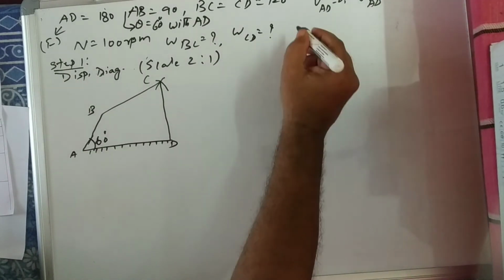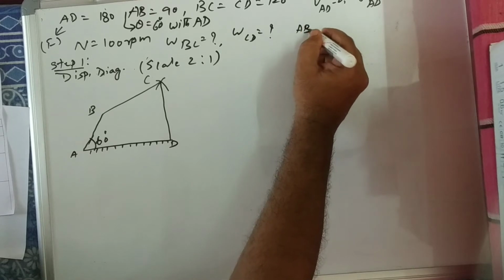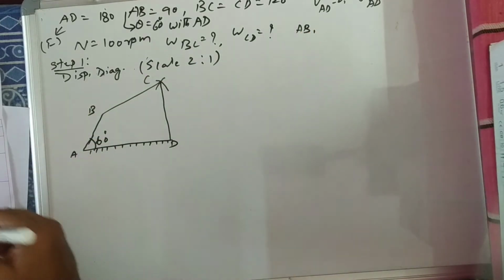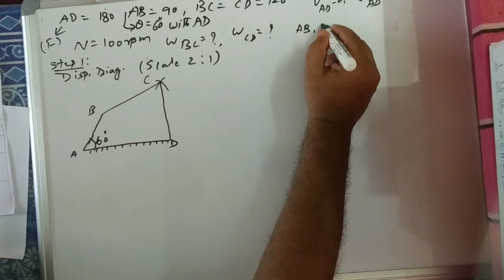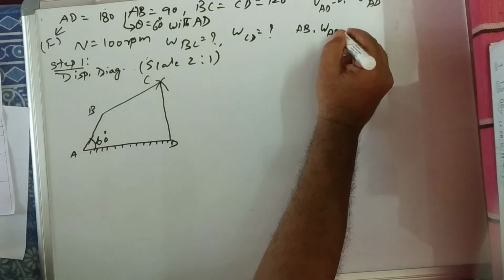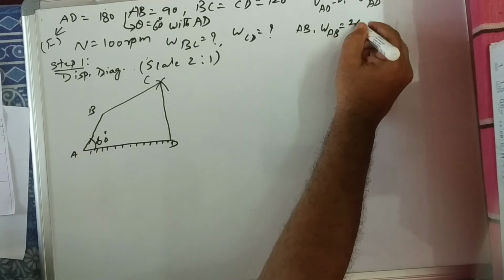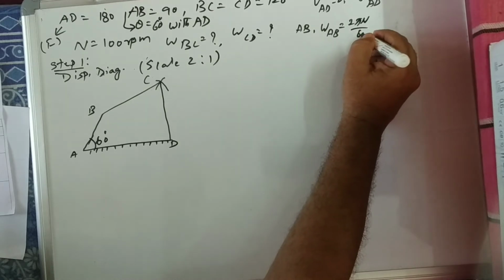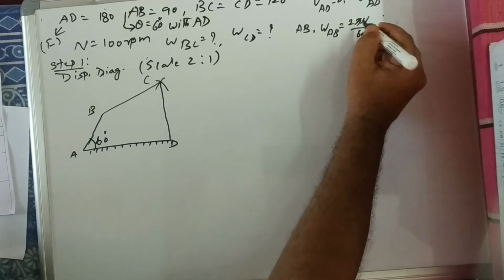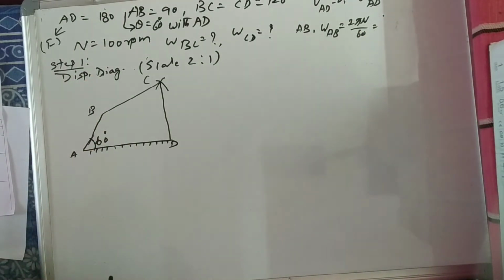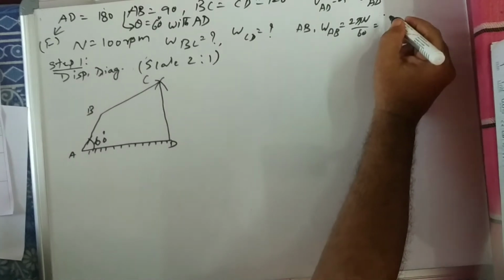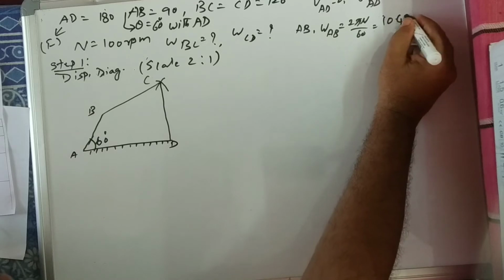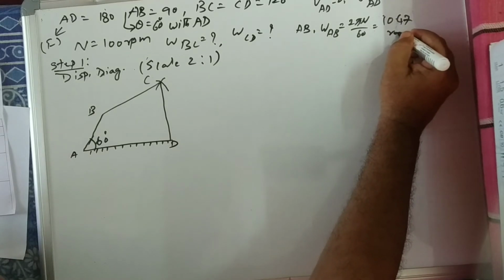If you consider the link AB, N is given as 100 rpm. So omega AB is equal to 2 pi N by 60. If you substitute 2 into pi into 100 rpm, divided by 60, you get 10.47 radians per second.